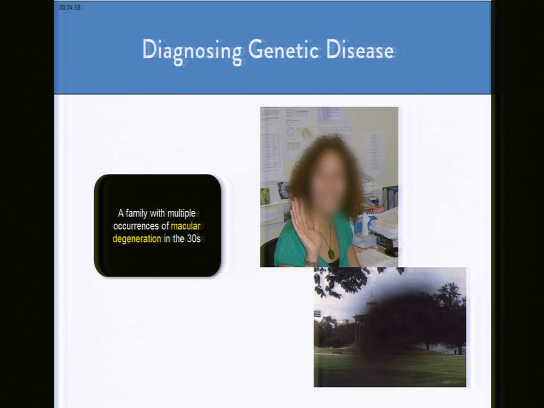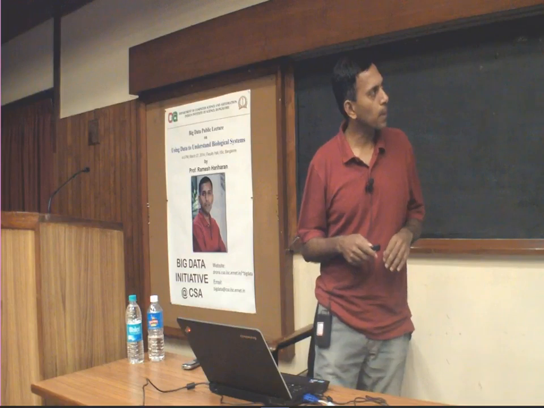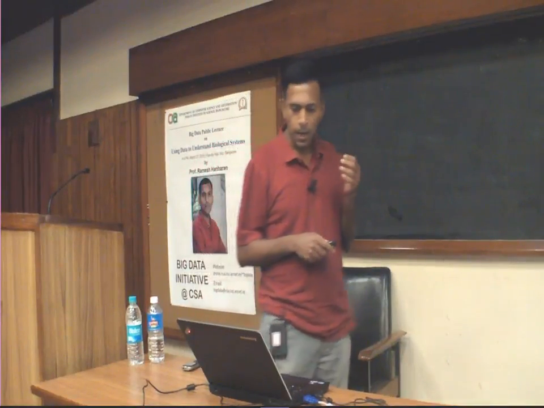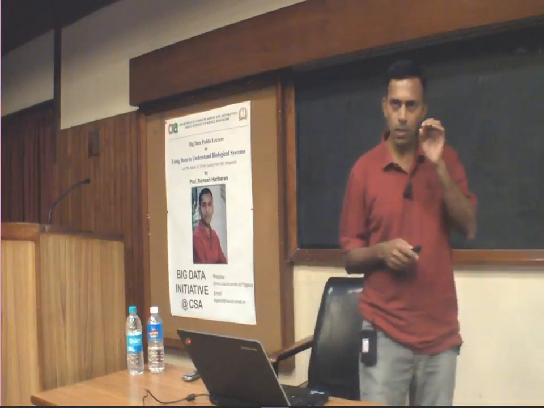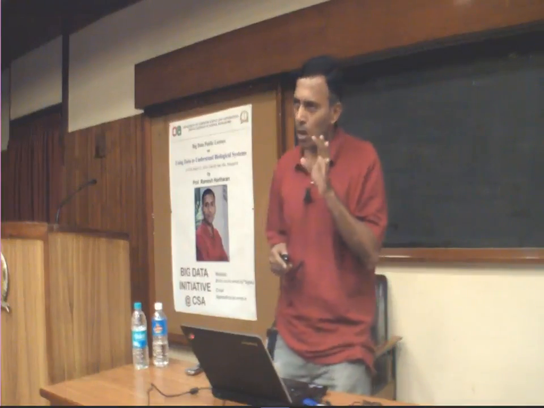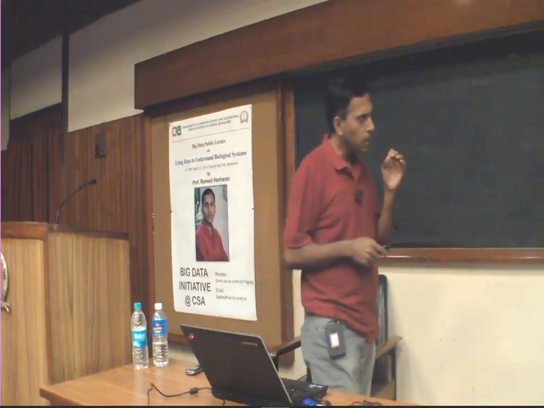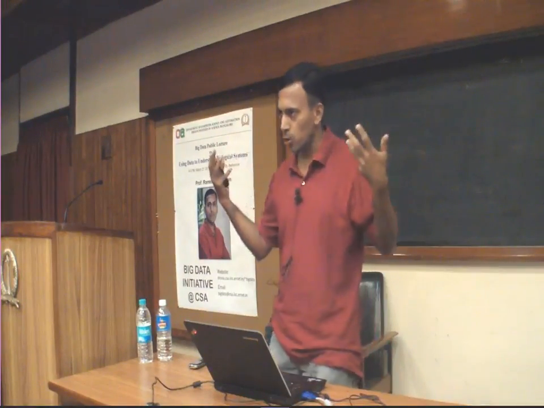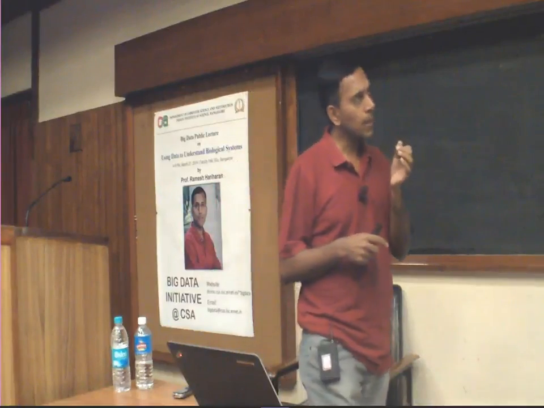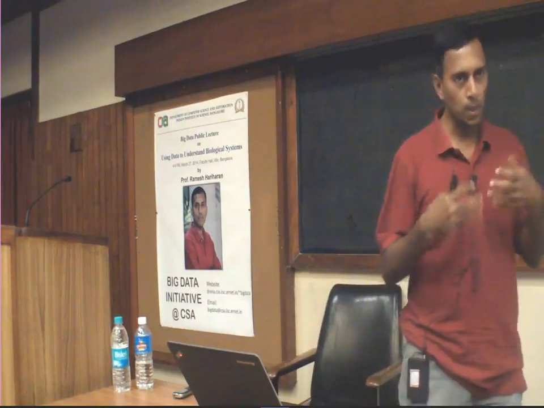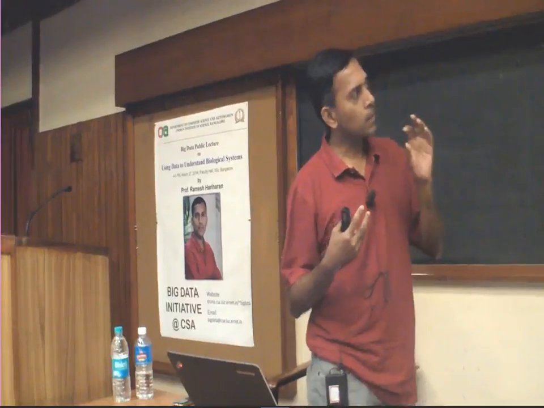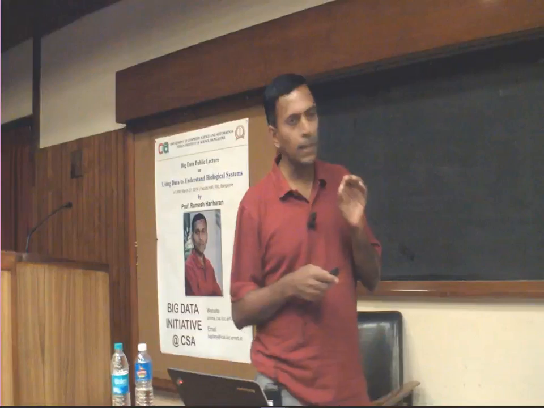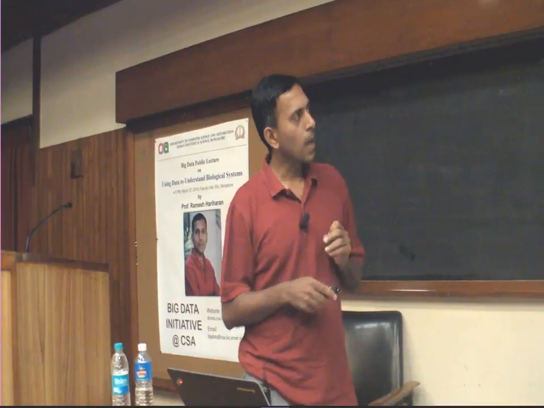Here is a family in which there were multiple individuals, and in their 30s, some of them started losing their vision, and the vision loss was very specific. It's in the center of the eye. In the retina, where the image forms, there is the greatest resolution in the center and decreasing resolution as you go outwards. The cells in the center are also more color sensitive than the cells on the periphery, and they have a slightly different biology. In this case, the cells in the center start dying for whatever reason, and so you lose central vision.